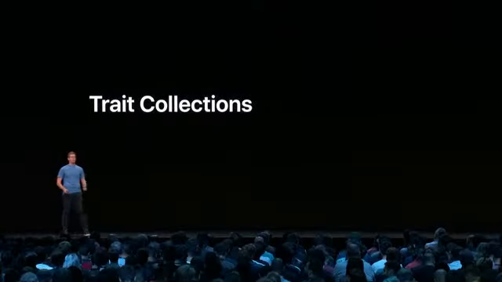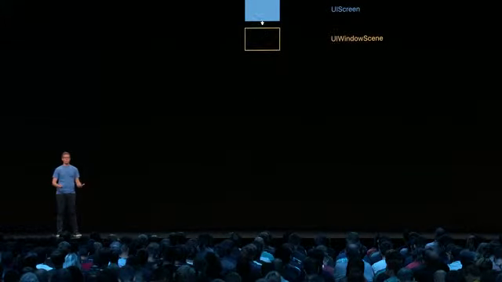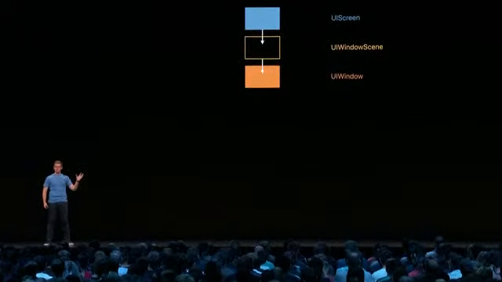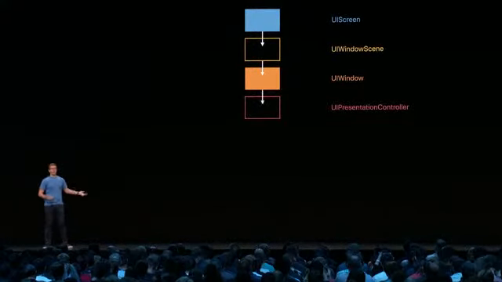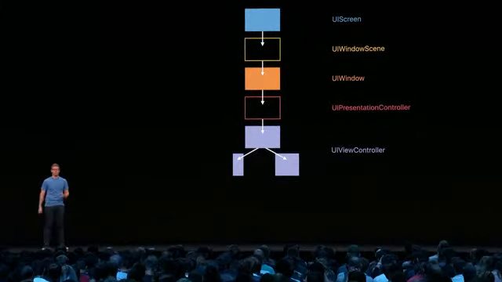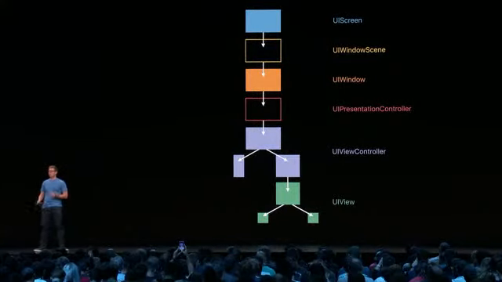Thanks, Kurt. So let's take a few minutes to review some more things about how trait collections work, because as you've seen, these play a really key role in dark mode. The most important thing to remember about trait collections is that there is not just one in your entire app. Trait collections actually cascade through the hierarchy of your app, starting at the root level with the screen, then down to the window scene, which is new this year in iOS 13, from there down to the window. At that point, traits start to flow into any presentations in your app, and then the view controllers inside those presentations. And finally, traits cascade through the view hierarchy inside each of your view controllers.